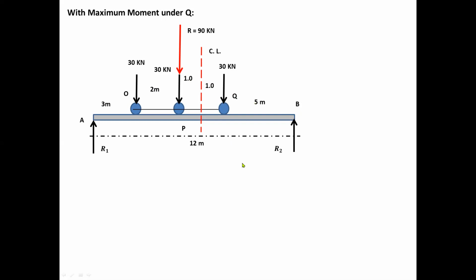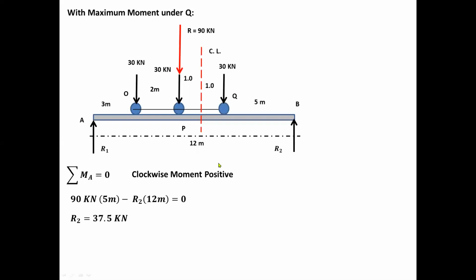Again, we can now calculate for R sub 2 by taking moment at point A or summation moment at A is equal to 0, clockwise moment positive. So, calculate na natin ang ating R sub 2. 90 times 5 minus R sub 2 times 12 is equal to 0. Ang value ng ating R sub 2 is 37.5 kilonewton.